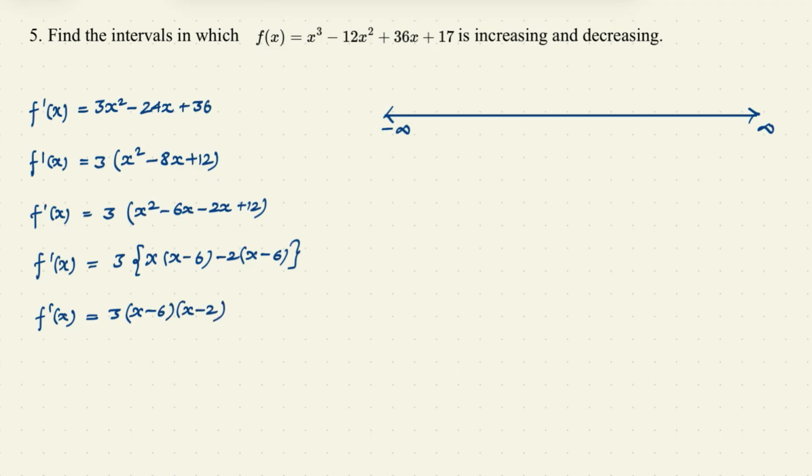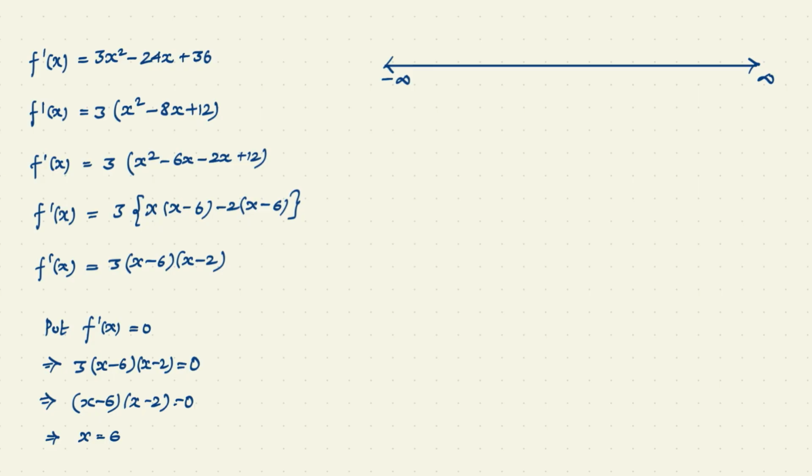Now, in order to find a critical point, we have to put f dash of x equals to 0, and if I put f dash x equals to 0, that means 3 into x minus 6 into x minus 2 equals to 0. Now, since 3 is a non-zero number, we can take 3 to the other side, then we will only have x minus 6 into x minus 2 equals to 0. So, from here we got the two values of x, that is x equals to 6 and 2, and these two values are the critical points for this problem.